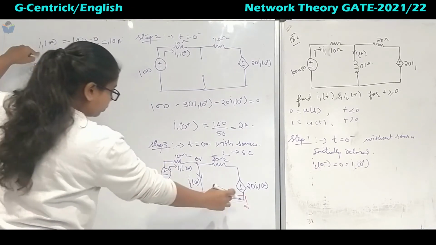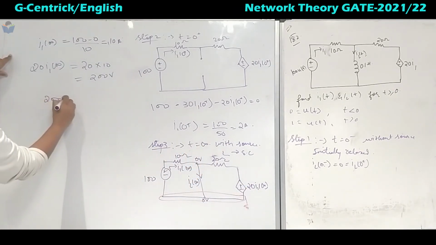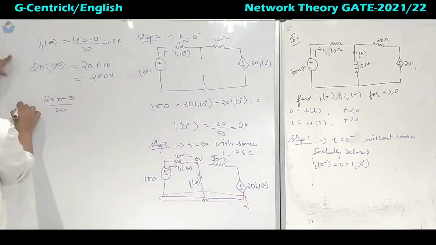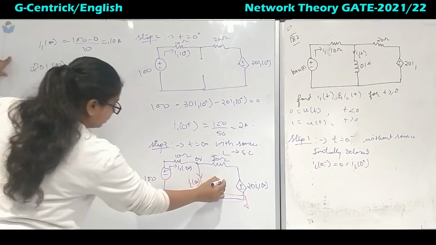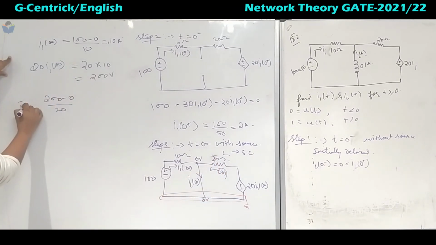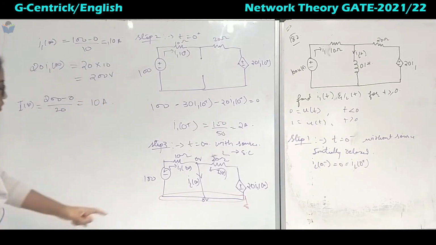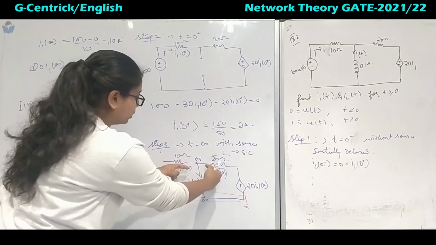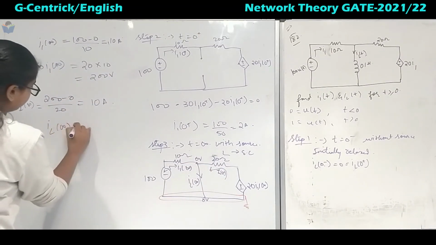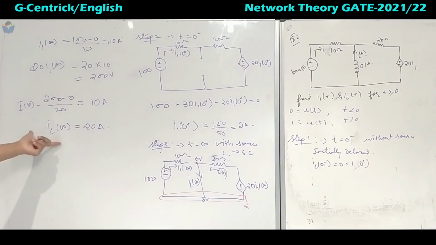Once it is 200 volts, you can easily apply the nodal: 200 minus 0 divided by 20. So again this current, if we take it as some I of infinite, this will be again 10 ampere. So 10 ampere is coming from here, 10 ampere is coming from here, and the IL of infinite will be 20 amperes. Okay, so this is the question.